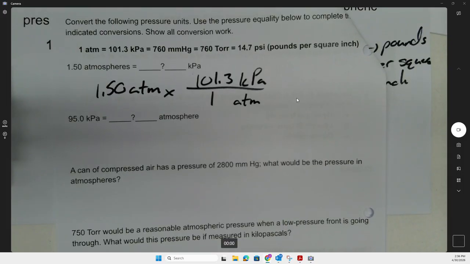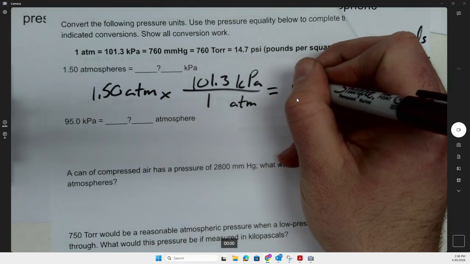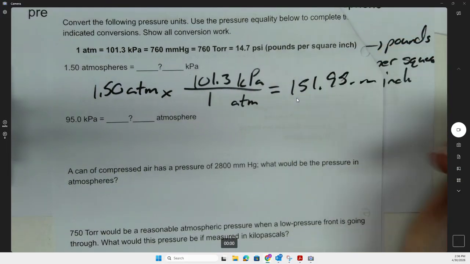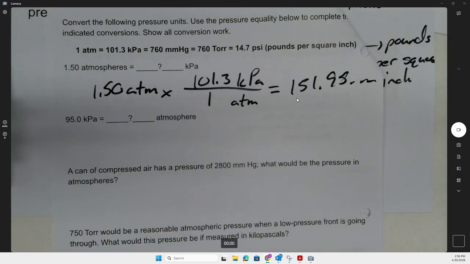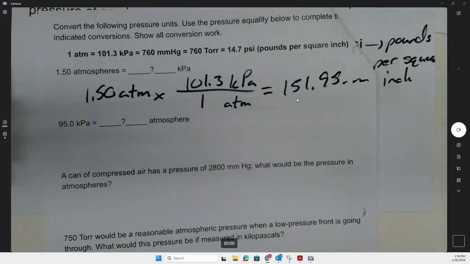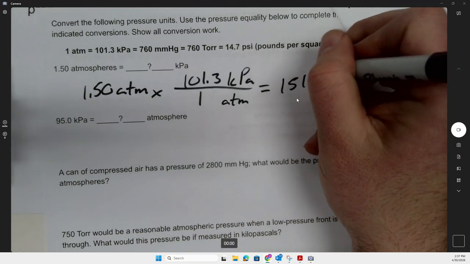Here's where I need my calculator. If I do a little bit of math here, I'm going to get an unrounded answer of 151.95 and a bunch of other stuff that I don't care about. How many sig figs can my final answer have? 2 or 3? 3, because the 0 is trailing, but there's a decimal place.